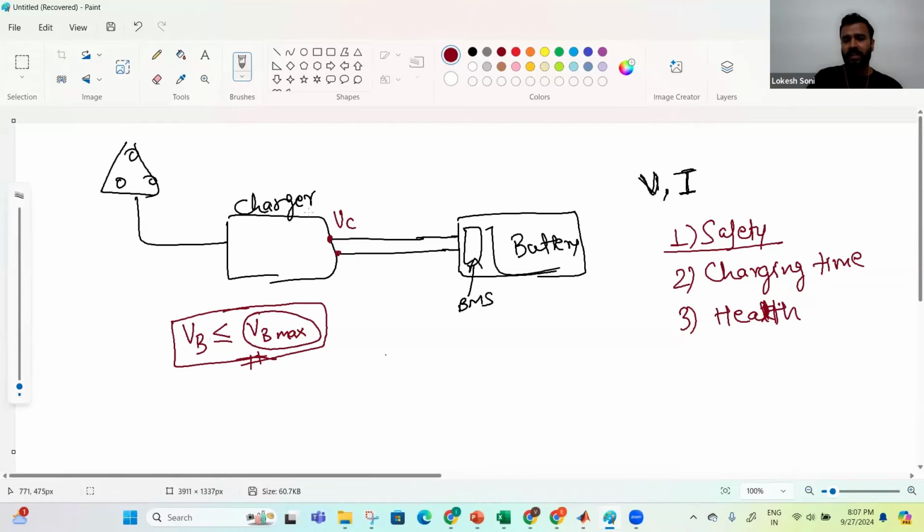When it comes to charging time, I'll take an analogy for people who don't have any idea or more or less any idea on charging. Let's say we have this water tank, okay, and I want to fill this.